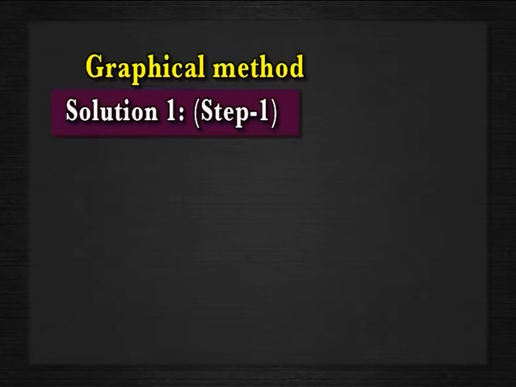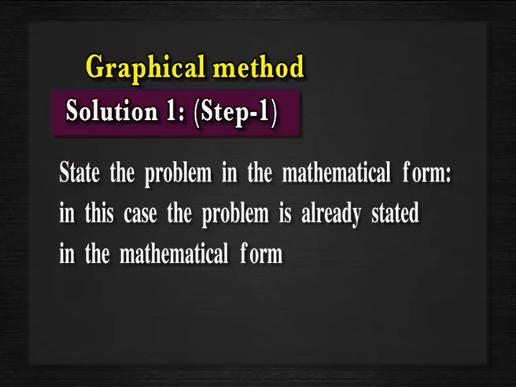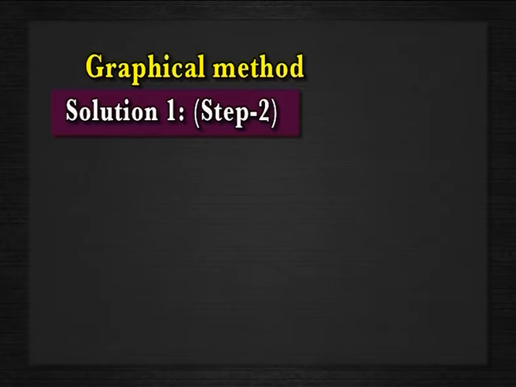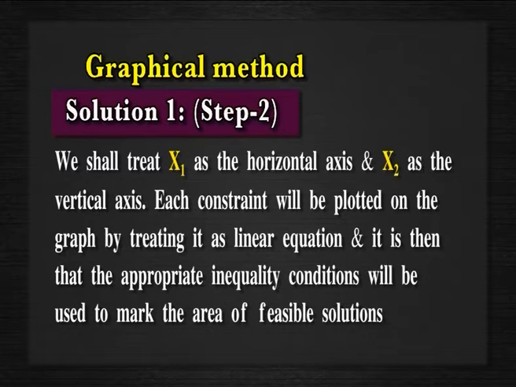Solution 1. Step 1: State the problem in the mathematical form. In this case, the problem is already stated in the mathematical form. Step 2: We shall treat x1 as the horizontal axis and x2 as the vertical axis. Each constraint will be plotted on the graph by treating it as a linear equation, and then the appropriate inequality conditions will be used to mark the area of feasible solutions.